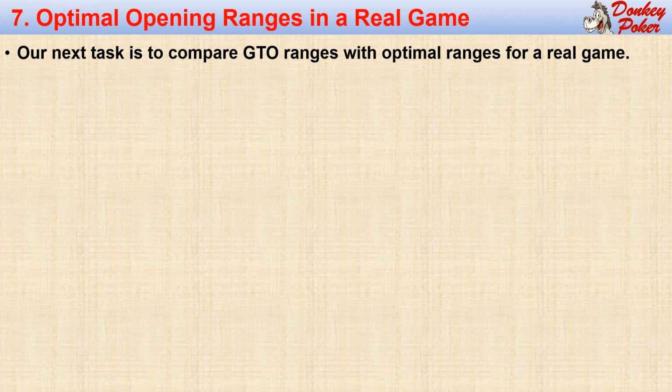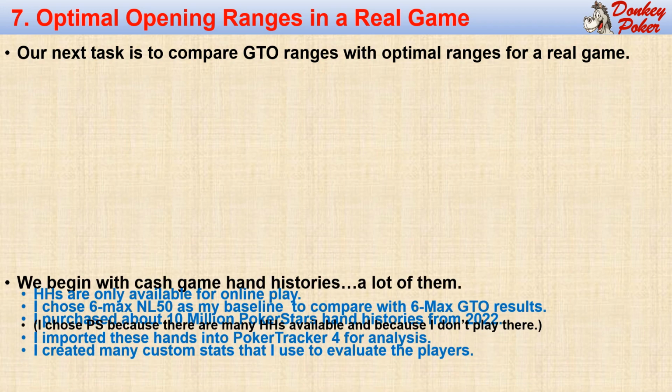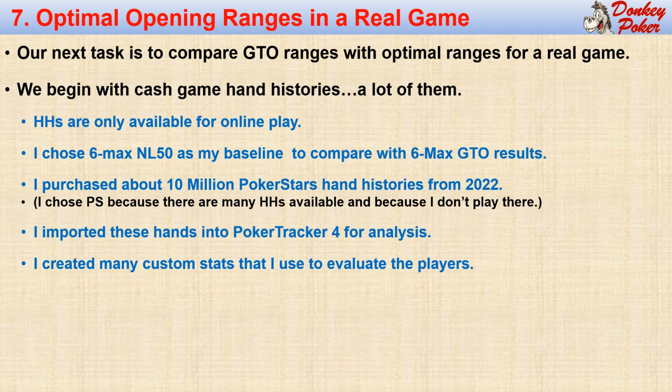To do that, we must first understand just how a real cash game plays. So our next task is to compare our Holy Grail opening ranges with the optimal opening ranges in a real game. We do that by purchasing online cash game histories, a lot of them. I chose 6-max NL50 as my baseline so that I can directly compare that online results to GTO Wizard 6-max solutions. So I purchased about 10 million PokerStars hand histories from 2022.